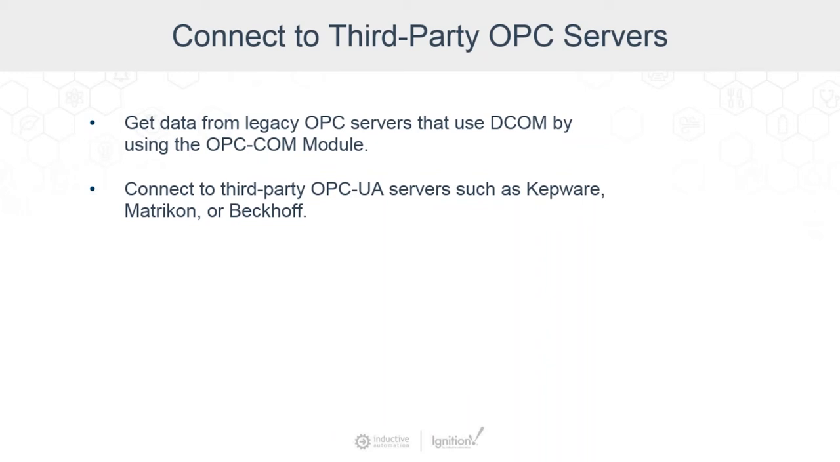But it can connect to various third-party OPC servers, either through DCOM or through OPC-UA. Before there was OPC-UA, the original version of OPC used Microsoft DCOM as a uniform way for industrial applications to share data. But DCOM wasn't very easy to work with. It's kind of become outdated. But if you have legacy OPC servers that use DCOM, you can get to that data by using the OPC-COM module. And Ignition connects to third-party OPC-UA servers, such as those made by Kepware, Matrikon, Beckhoff.